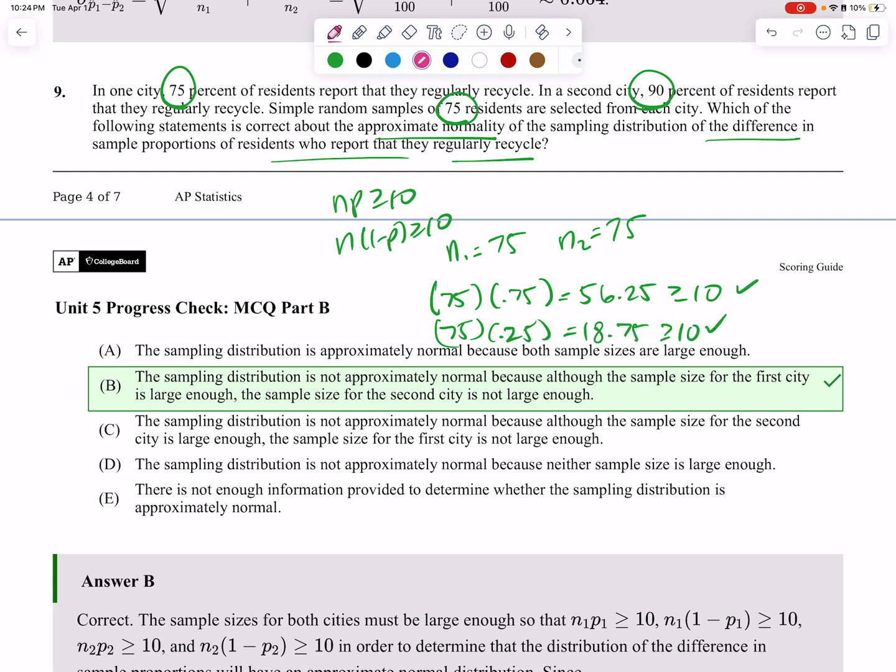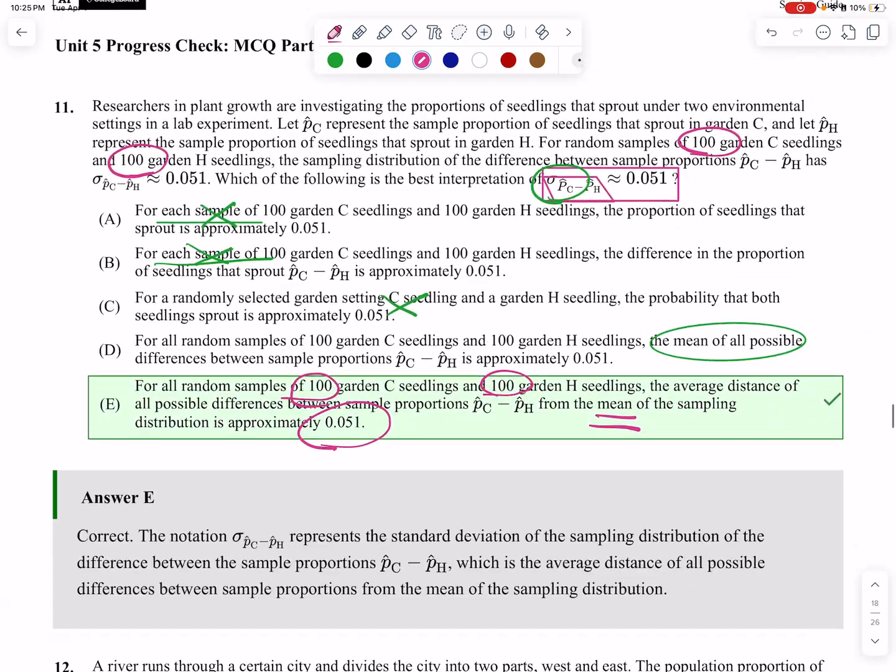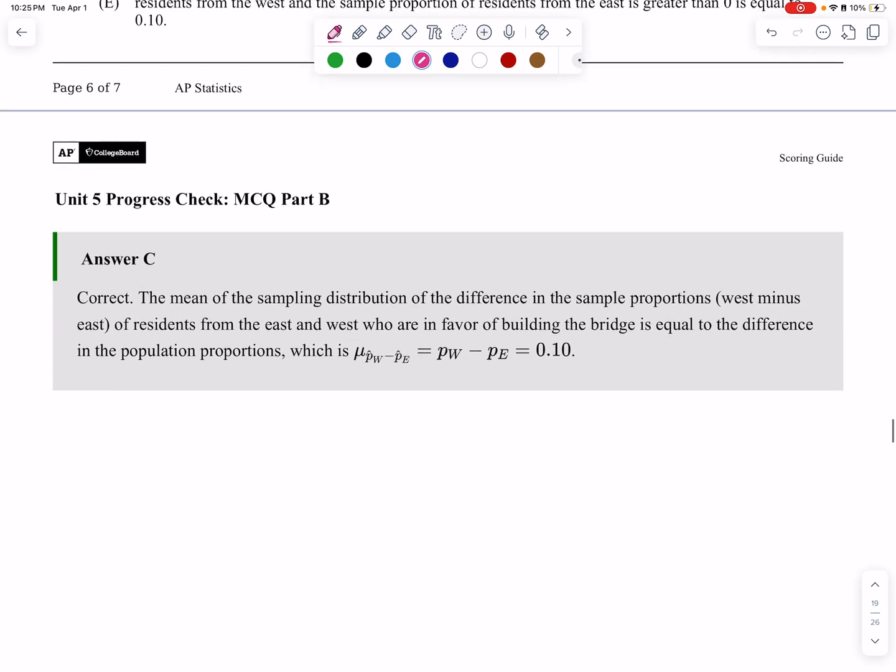Okay, now let's try the other one for 90%. 75 times 90%, and that's 67.5. That's greater than or equal to 10. And 75 times 1 minus 90%, which is 10%, and that's 7.5, and that is not greater than or equal to 10. So no, that one does not match. So it says the sampling distribution is not approximately normal because the sample size for the first city is large enough, but the sample size for the second is not large enough. That is correct. Okay, and 11 I did.